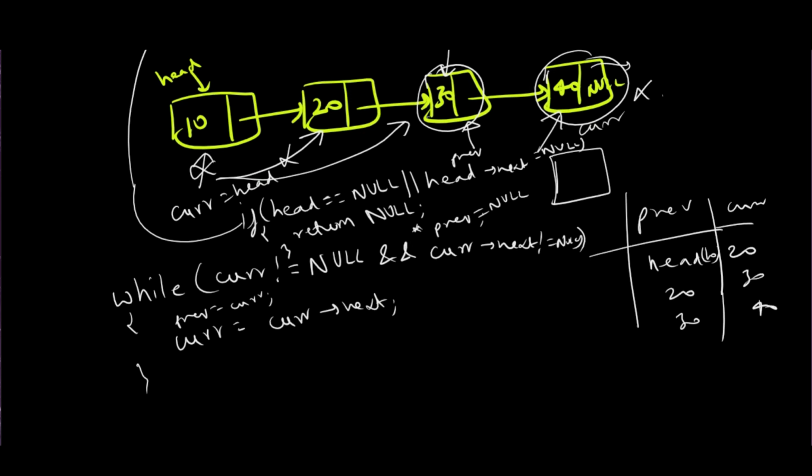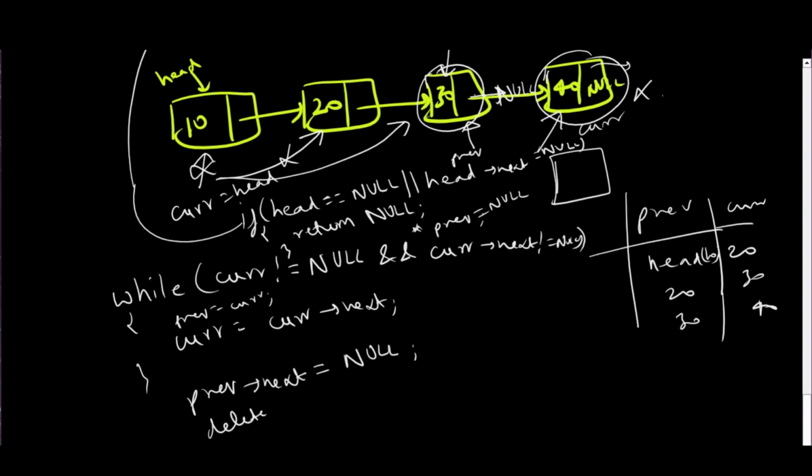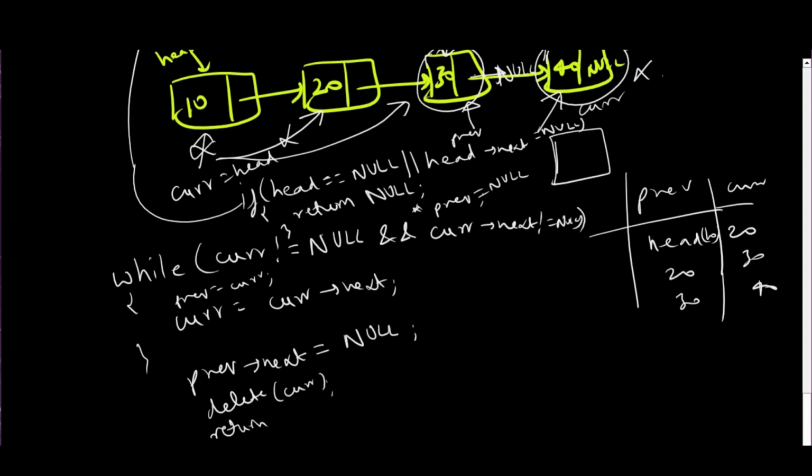Now what we need to do is first make previous next equal to null. So now 30's next is null, there is no link to 40. Then if you are coding in C++, we need to free this memory. So we'll do delete current, because current is pointing at 40 only. And at the last we will do return head, because head will not change.